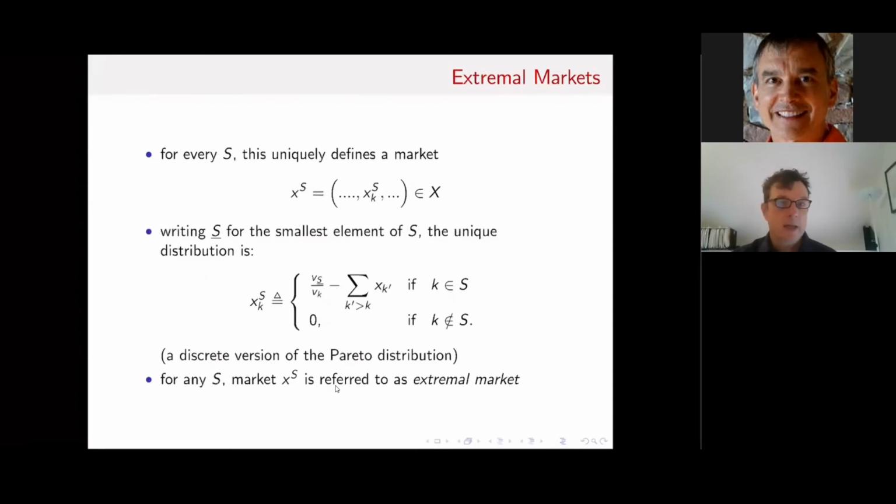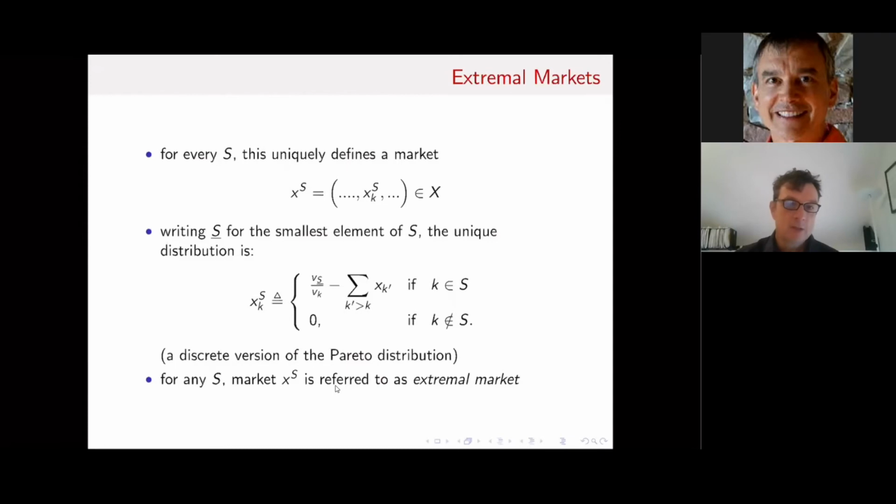Give me a support S. If I'm now asking what is the vector XS, then that vector XS is uniquely defined by a set of probabilities, and in fact that probability vector is nothing else than a discrete version of the Pareto distribution. That's a well-known distribution in statistics.